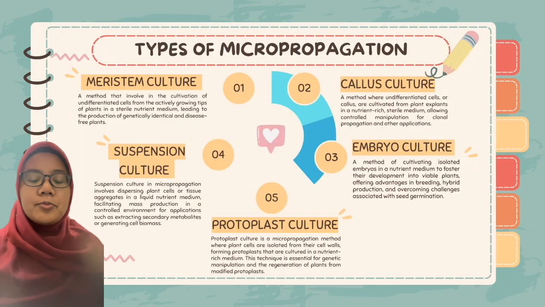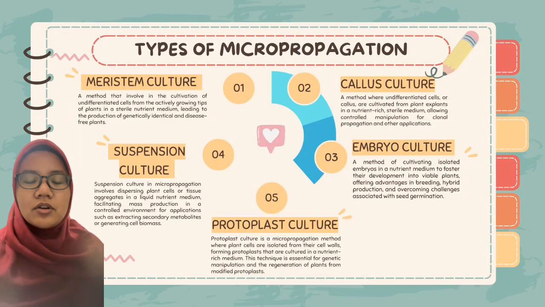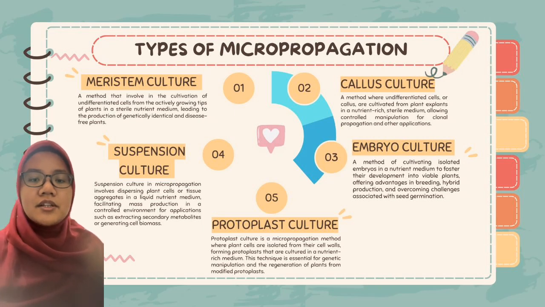Types of micropropagation. There are a total of five types of micropropagation. So the first one is meristem culture. Meristem culture is a method that involves the cultivation of undifferentiated cells from the actively growing tips of plants in a sterile nutrient medium, leading to the production of genetically identical and disease-free plants.